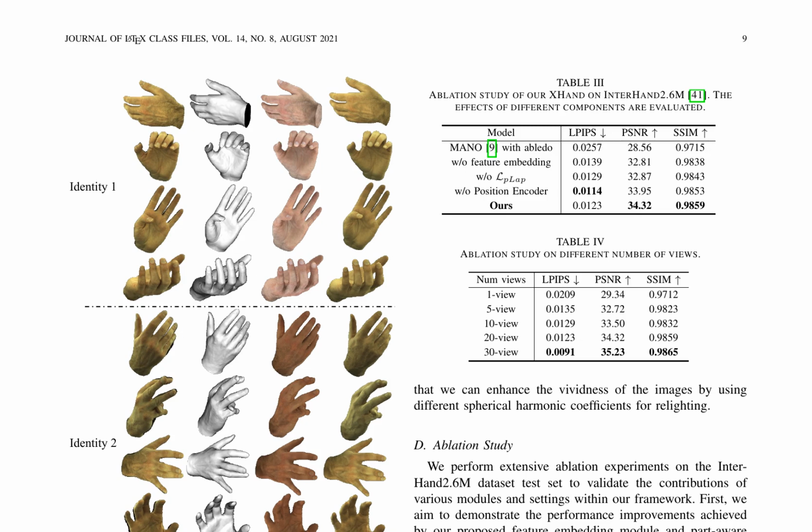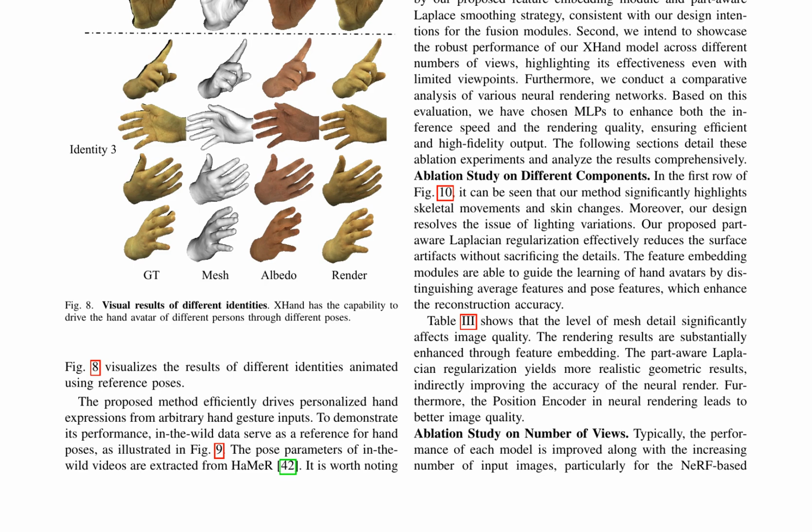8, which visualizes the results of different identities animated using reference poses. The method's performance is evaluated using in the wild data as a reference for hand poses, with pose parameters extracted from Hamer. The ablation study in Table 3 assesses the effects of different components, including feature embedding, part-aware Laplace smoothing, and position encoding, on the model's performance.